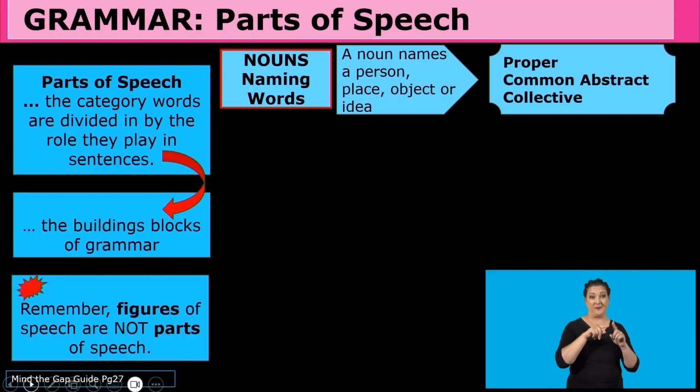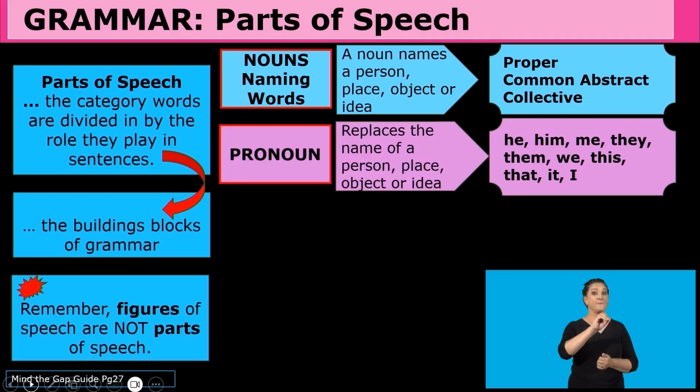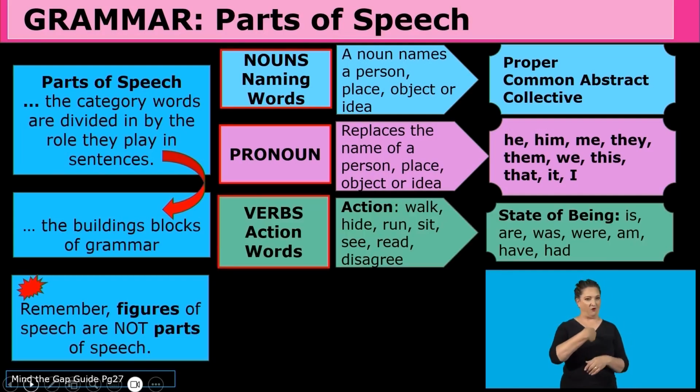Nouns are naming words, and the different examples are your proper noun, common, abstract, or collective noun. Pronouns replace the name of a person, place, object, or idea. And look at your examples that are listed there. Normally the he and him. Remember, your I is your personal pronoun. That's one you always need when you're studying your literature. Verbs are action words. Running, sitting, see, read, disagree. And remember, it can identify a state of being like is or are or am, have, had.